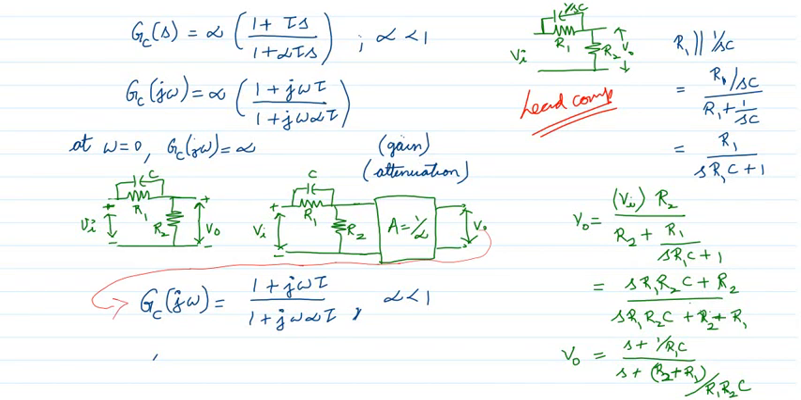Because of an amplifier whose gain is 1 by alpha. So this is the standard form of a lead compensator. Now I am going to derive the transfer function of the lead compensator.